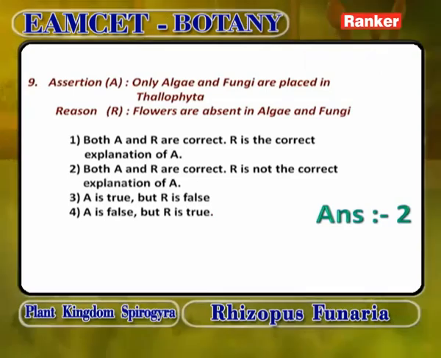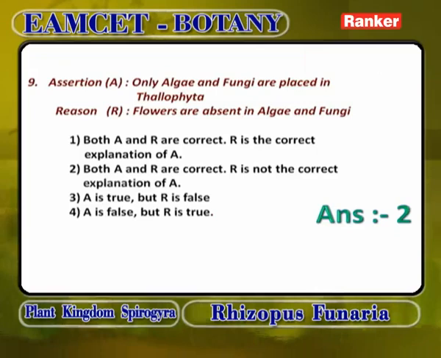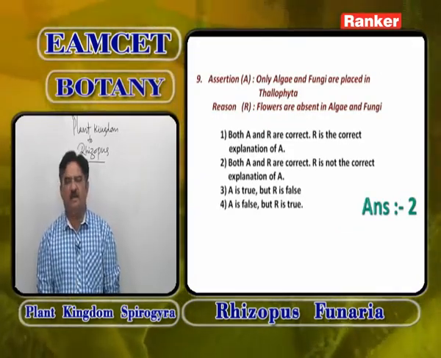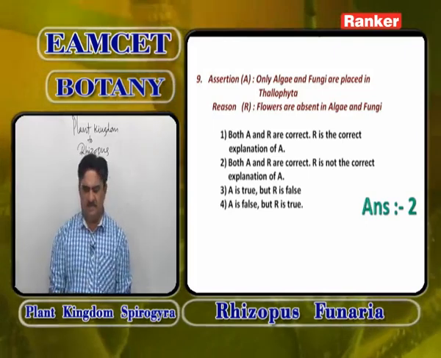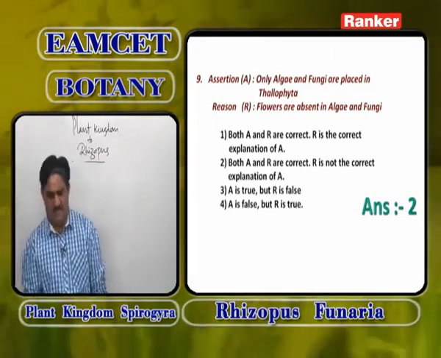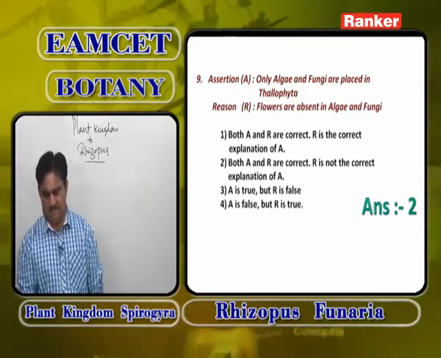So, "only algae and fungi are placed in thallophyta" is correct. "Flowers are absent in algae and fungi" is also correct because they belong to cryptogams, not phanerogams. But it is not because flowers are absent that they are kept in thallophyta; they are kept in thallophyta because of so many other reasons. So, A and R are correct. R is not the correct explanation of A. Second will be the answer for this.